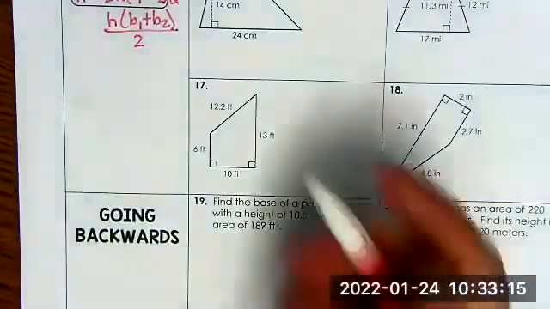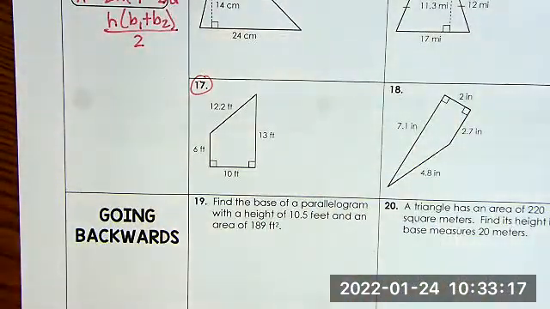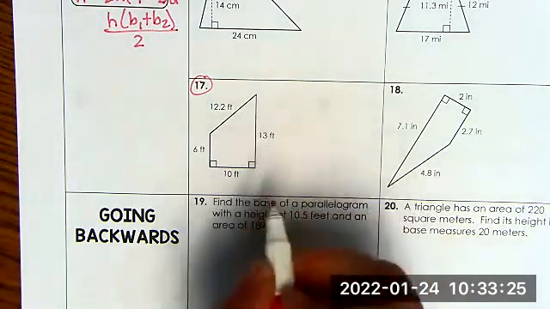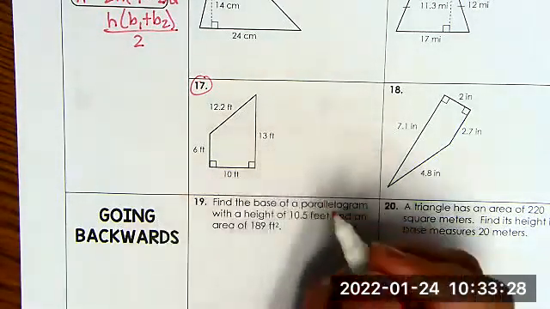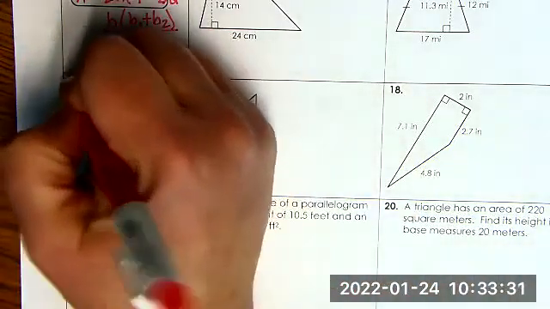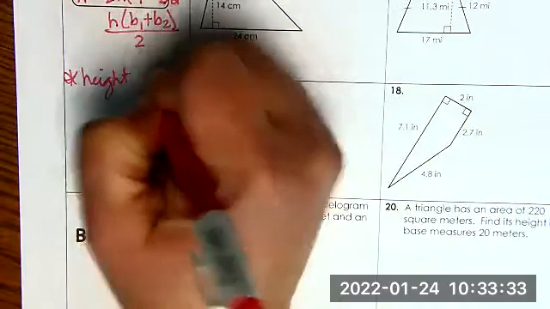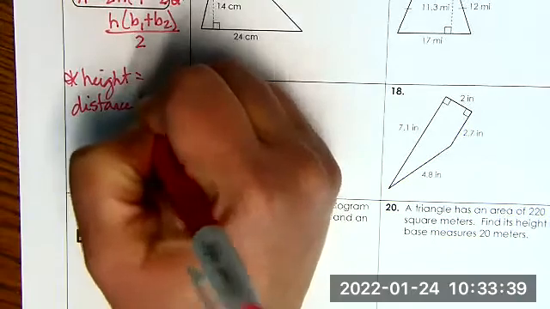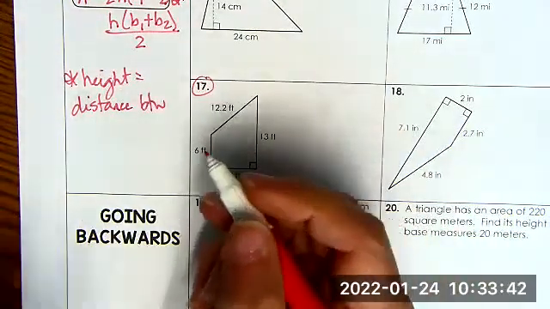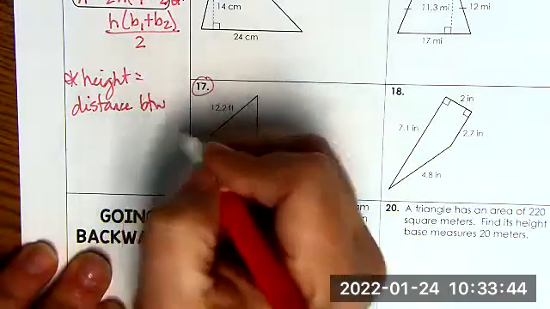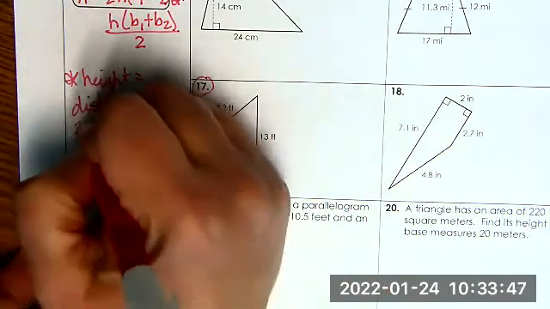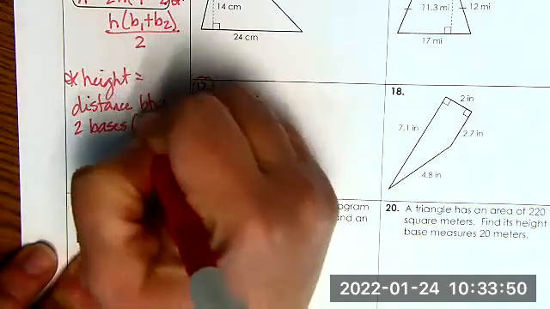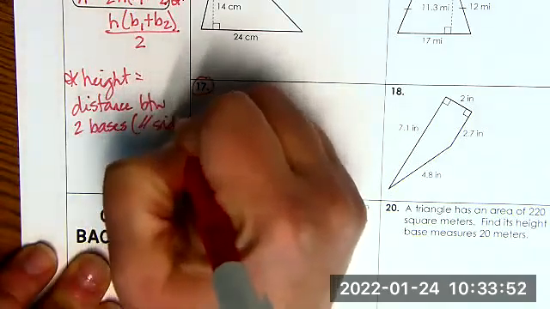Okay, let's look at number 17. The reason that I choose 17 is because the height is not necessarily there by a dotted line. You have to make sure that you use the correct number for the height. The height is always the distance between the two parallel sides. Height is distance between two bases, which are the parallel sides.